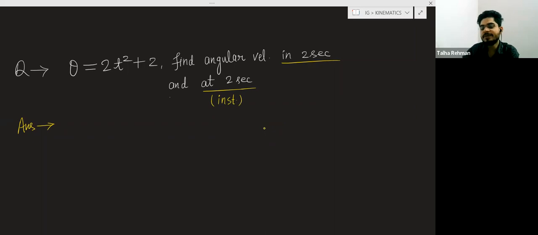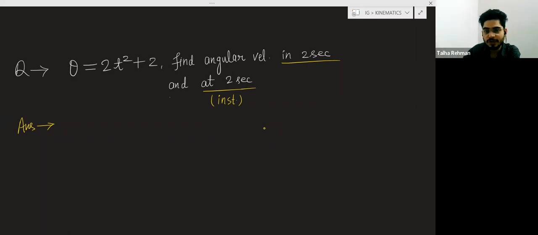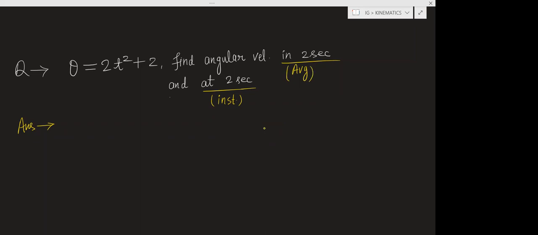In 2 seconds means 0 to 2 seconds. From the starting to 2 seconds means they want the average. This thing should be clear. Now it's clear?